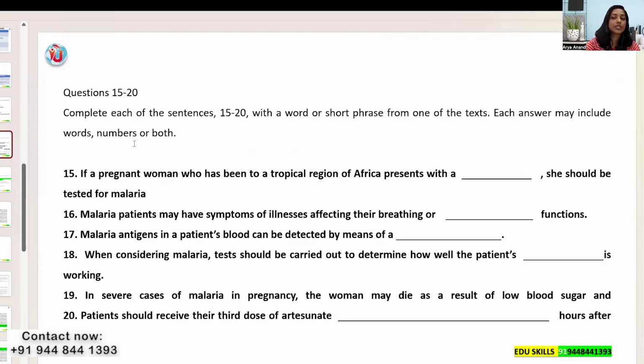Can I move to next session? Yes, ma'am. Thank you. So here in 15 to 20 also, you can do the same thing. You can just write the text, okay? So if a pregnant woman who has been to a tropical region of Africa presents with a dash, she should be tested for malaria. You can write which text it is, whether it is A, B, C, or D. 16th one, malaria patients may have symptoms of illness affecting their breathing or dash functions.